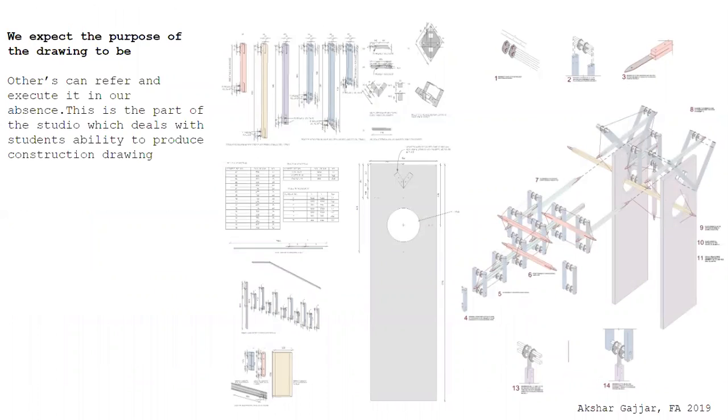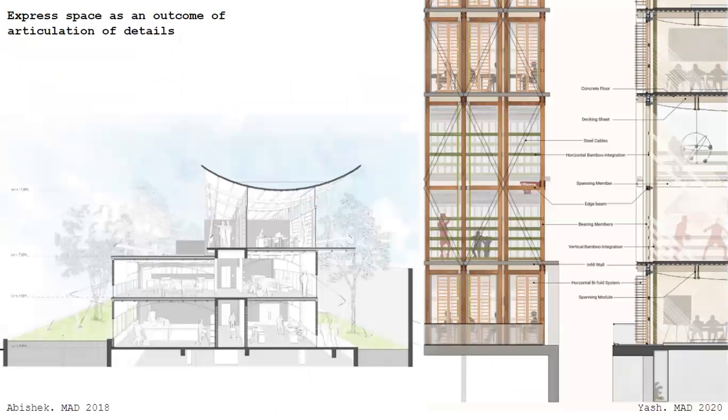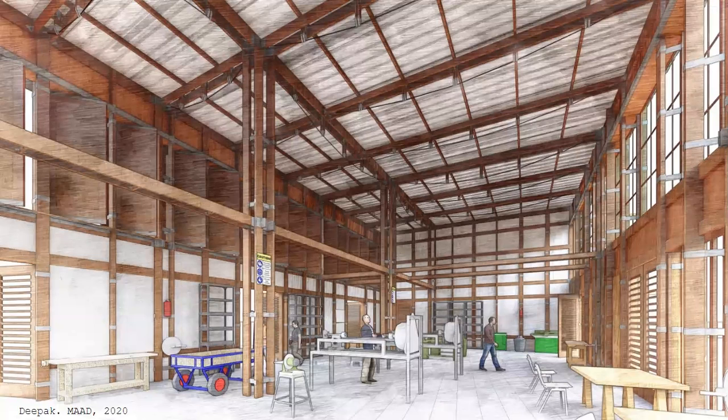So what do we expect when we are imagining this studio? From the perspective of drawing, specifically the purpose of it is that others can refer and execute it in our absence. This is the part of the studio which deals with students' ability to produce construction drawing. Then express space as an outcome of articulation of details. Some of the images for you to refer to, or some of the expectations from you guys.